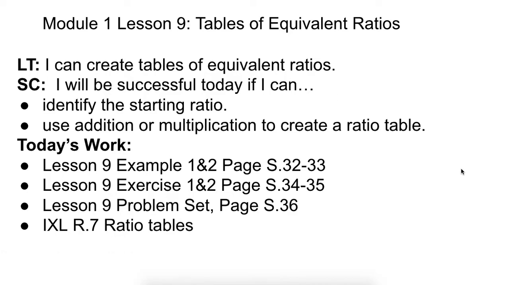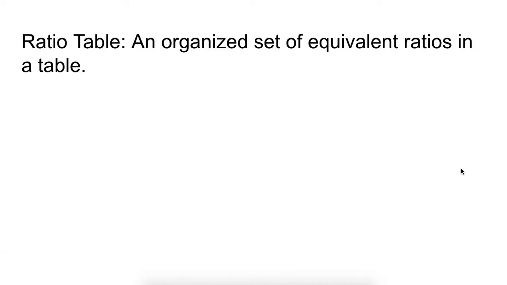Let's go ahead and look at this first problem here. First of all, I just want to define, this will be the definition of a ratio table: an organized set of equivalent ratios in a table. That's really just for the test. We'll have that as our definition of what a ratio table is.